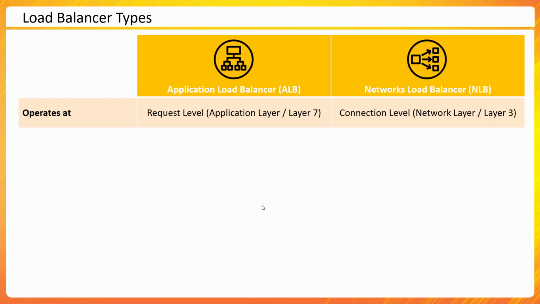So the first difference between an application and a network load balancer is that an application load balancer operates at the request level, the data level. It is operating on the application layer, or what we call layer 7. On the other hand, a network load balancer is operating at the connection level, which is your IP information or header information on the network layer, and it is also called a layer 3 load balancer. The decision to route traffic to a specific destination in an application load balancer is based on the content of the packet. In a network load balancer, that information is forwarded based on the header of the packet, the outer information of the packet itself.